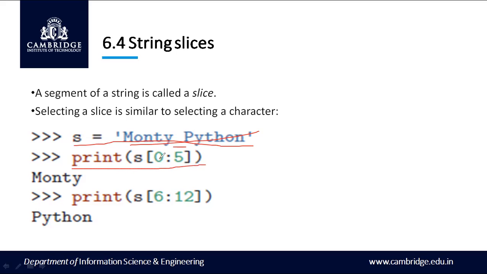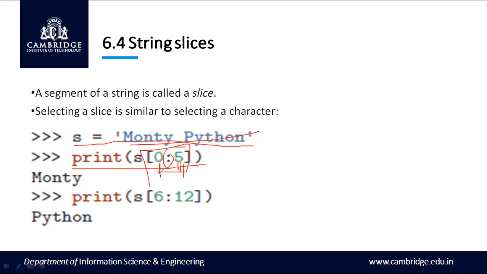So here you can see print. Always, slices are represented using the square brackets. This is the first index, and this is the second index. The colon character separates the first index and the second index. This means from where the slice starts and till where the slice ends. The first index represents where the slice starts, and the second index represents where the slice ends.